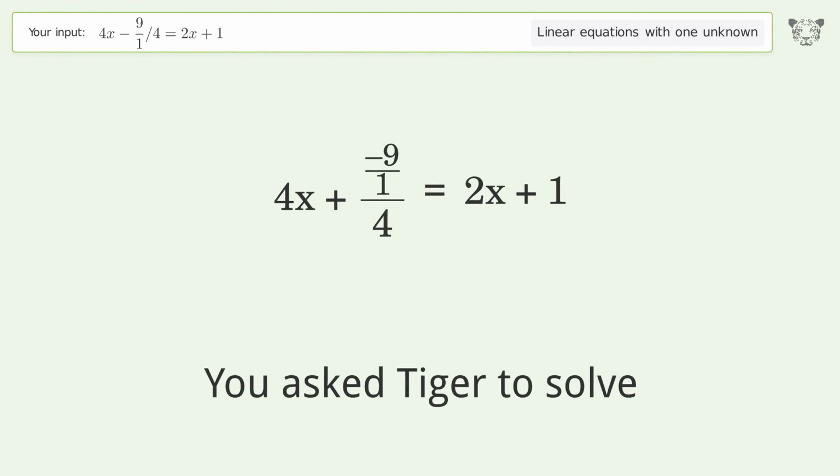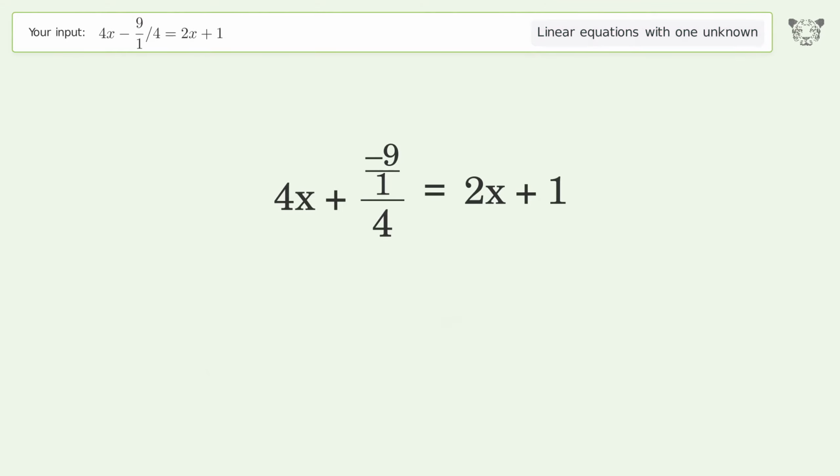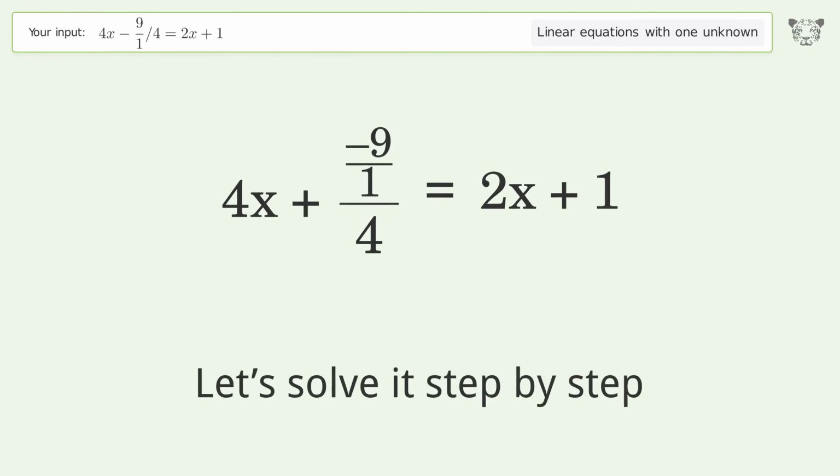You ask Tiger to solve. This deals with linear equations with one unknown. The final result is x equals 13 over 8. Let's solve it step by step.